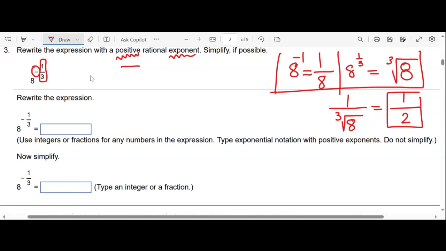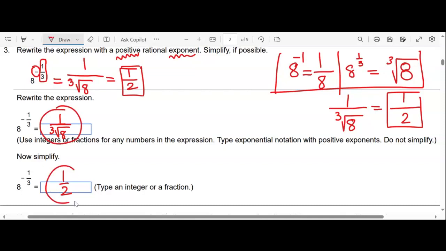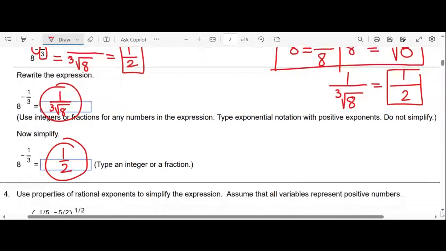Okay? So you can write this as 1 over cube root of 8, equal what? 1 over 2. So what's the answer here? Be careful, because here we have two answers. 1 over 2 here. Rewrite the expression with positive exponents, so it's going to be 1 over cube root of 8. And that's the final answer. Is this clear?